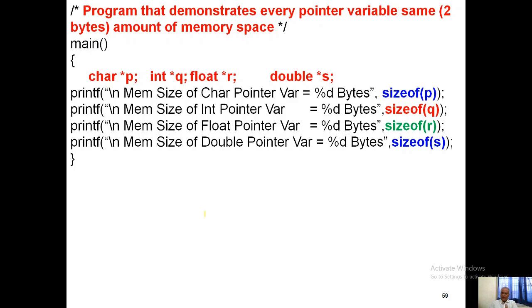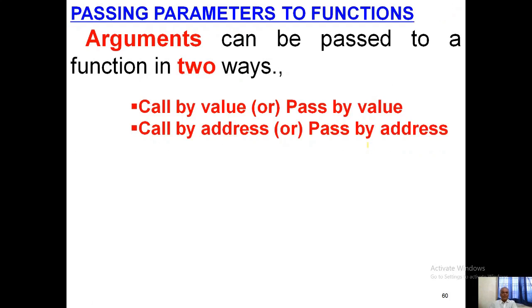Program to demonstrate that every pointer variable stores the same amount of memory space. We already discussed that any pointer variable can hold a size of 2 bytes only. It may be char, float or double, whatever it may be. The sizeof operator indicates how many bytes are stored.